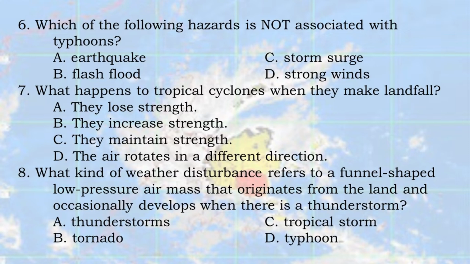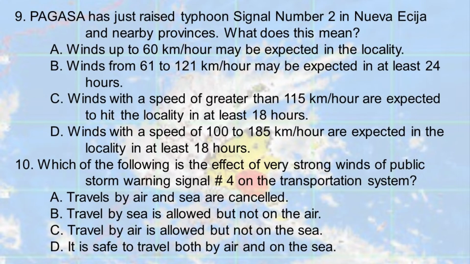8. What kind of weather disturbance refers to a funnel-shaped low-pressure air mass that originates from the land and occasionally develops when there's a thunderstorm? A. Thunderstorms. B. Tornado. C. Tropical storm. D. Typhoon. 9.